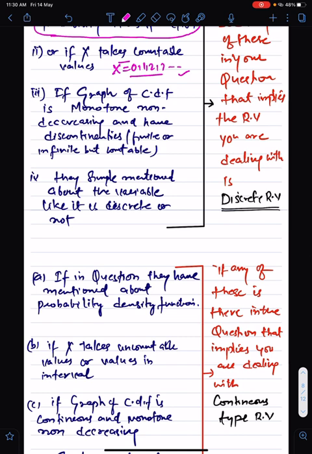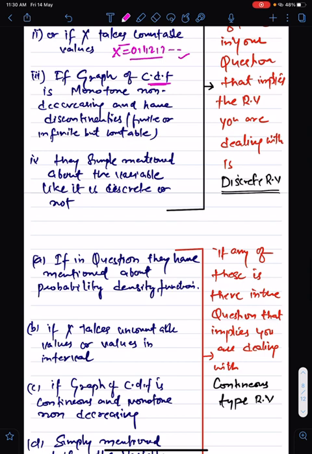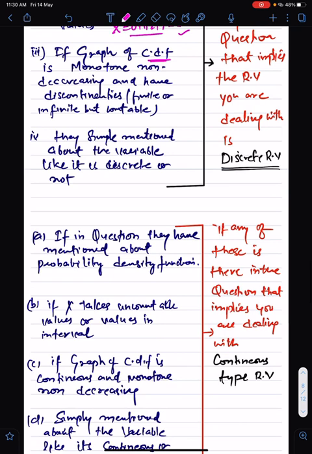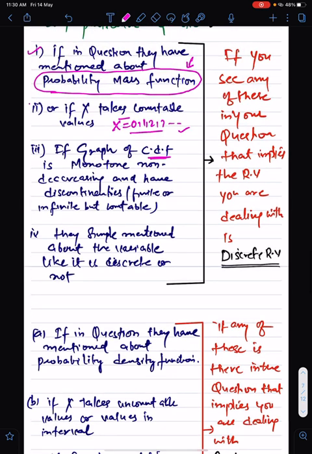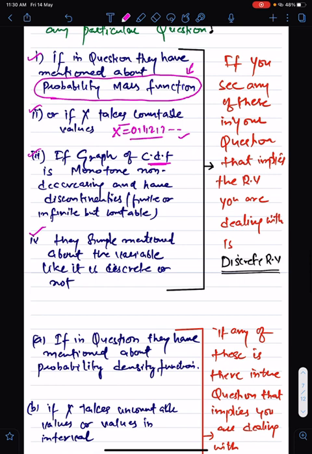Or if the CDF, that is the cumulative distribution function, is given, as I just told you earlier, and if you draw it and see that it is non-decreasing and has countable discontinuities, then you will say your random variable is a discrete type random variable. Or sometimes they simply mention that you are in a discrete type random variable. All these are just hints to see whether your random variable is a discrete type or some other random variable. So if any one of them is there in a question, then from that you directly infer that your random variable is a discrete type random variable.